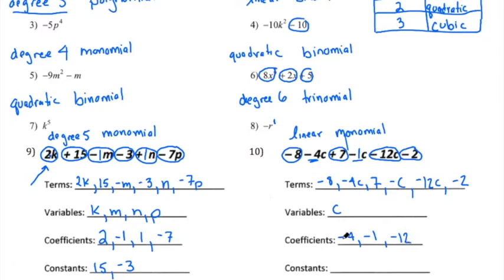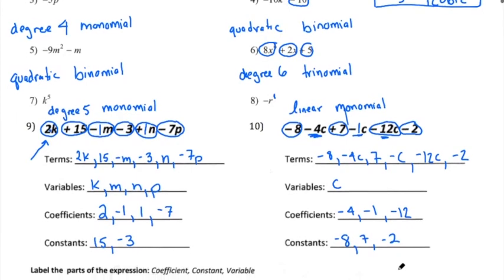All right, great. So now look for the terms where there's no variable at all. The first one here gives us our first constant, negative 8. Okay, here we have a variable in this term, but then the next term is just positive 7. Variable in the next term, variable in the next term, but the last term is negative 2. Okay, so we've really picked those two expressions apart into terms, variables, coefficients, and constants.